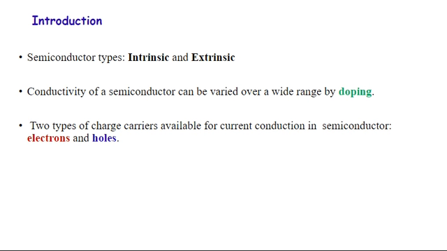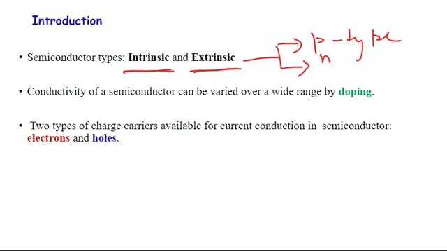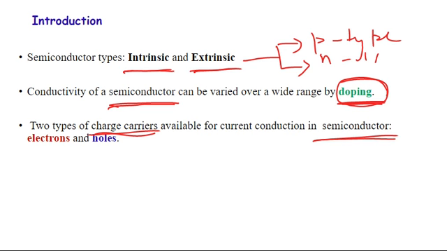As I said, there are two types of semiconductor, intrinsic and extrinsic. Extrinsic is further divided into two types, that is P type and N type. Next is doping. It is a process by which we can vary the conductivity of a semiconductor. Next is the types of charge carrier inside the semiconductor, which are electrons and holes.